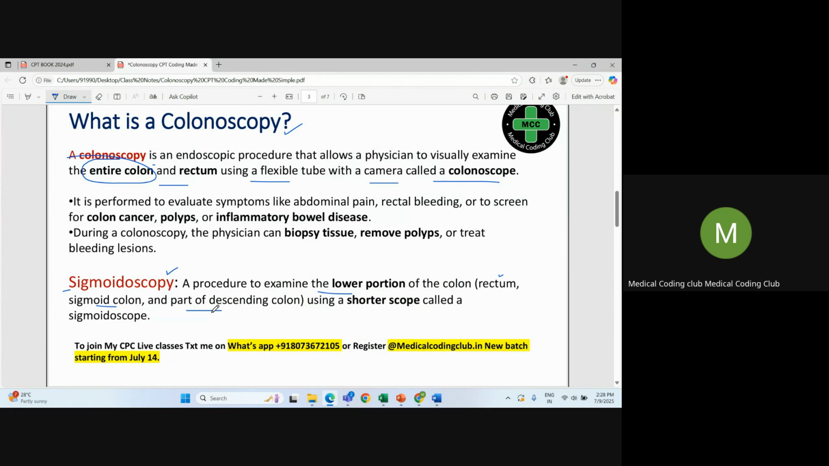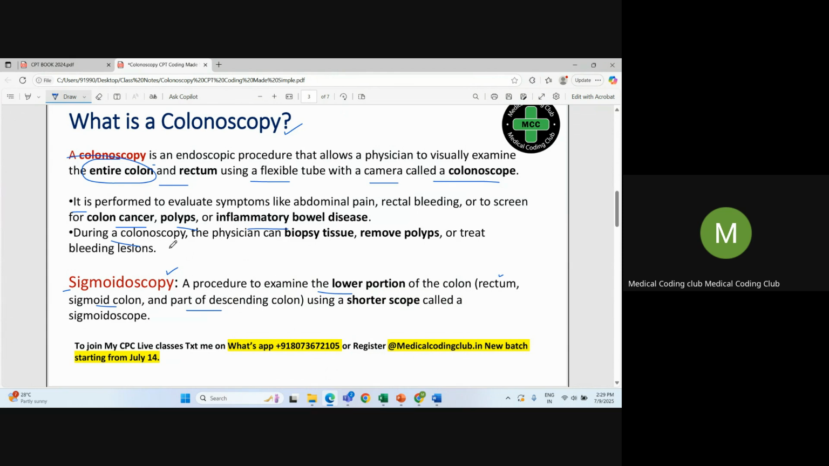And why do they use this scopy? The first thing is it is performed to evaluate symptoms like abdominal pain, rectal bleeding, or to screen for colon cancer, polyps, or inflammatory bowel disease. It is all about finding abnormality in the colon. It could be a polyp, cancer, inflammatory disease, or bleeding. So this is all about screening. And with the screening, they do perform therapeutic procedures. But I am trying to tell you what they really do utilizing the scopy. Firstly, they will screen and find out the abnormality.